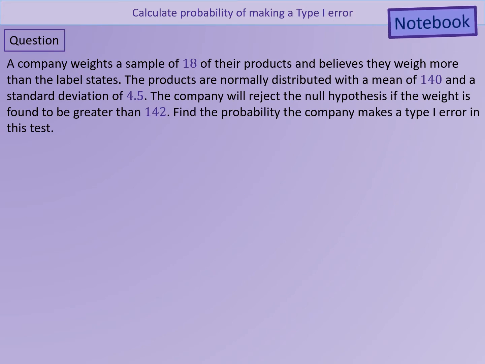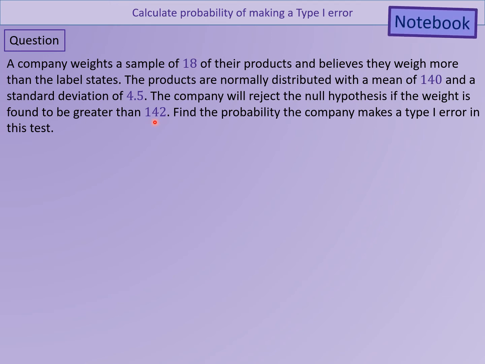So let's have a look at this example using a normal distribution. I want you to just get it down in your notebooks, please. Cut it down a little bit, but not too much. A company weighs a sample of 18. There's a key word there with the word sample coming in. 18 of their products, and believes they weigh more than the label states. The products are normally distributed, so it's telling us there what the distribution is, with a mean of 140 and a standard deviation of 4.5. The company will reject the null hypothesis, so they'll reject that their mean is 140, if the weight is found to be greater than 142. So that's our critical value just there of 142.